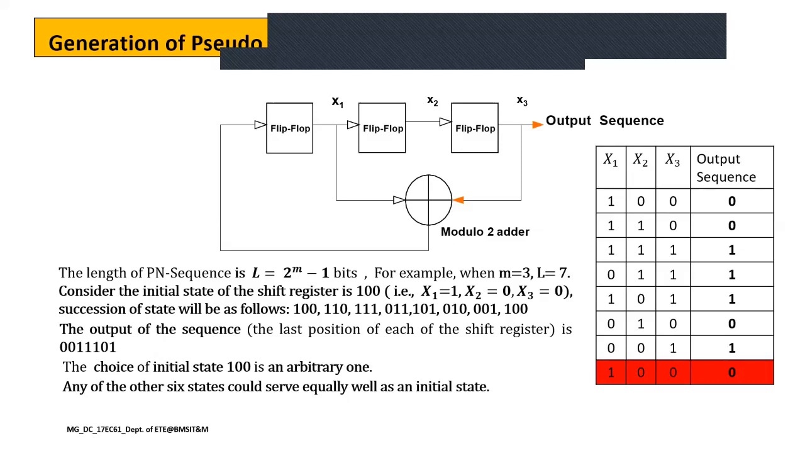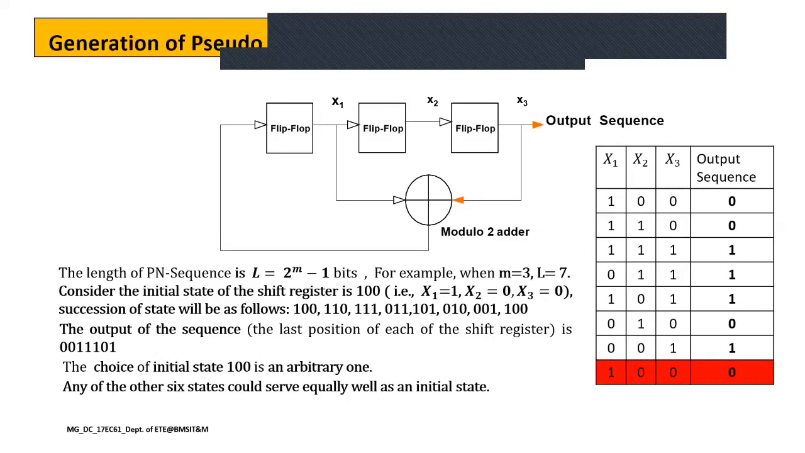So like that for the next clock pulse, now what happens? X1 is 1 and X3 is also 1. So 1 XOR 1, I will get 0. That 0 will be fed to the first flip-flop. So the next state becomes 0, 1, 1. So this 1 will come out. The output becomes 1.